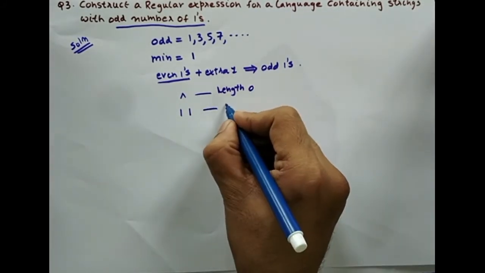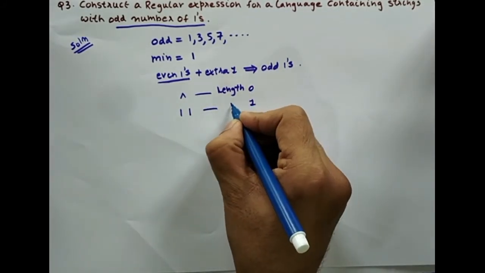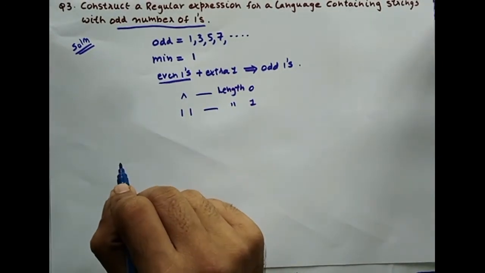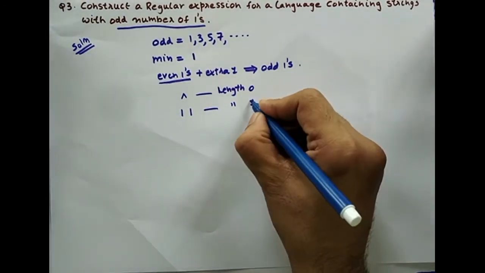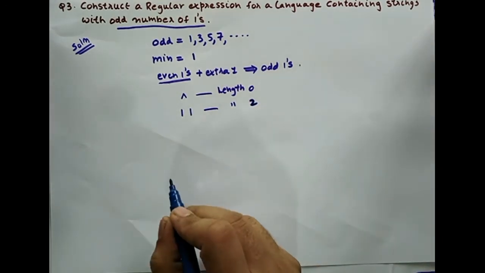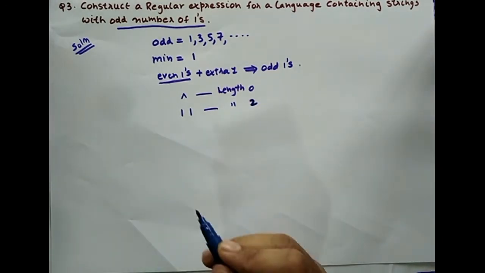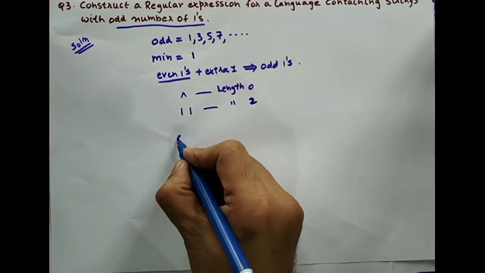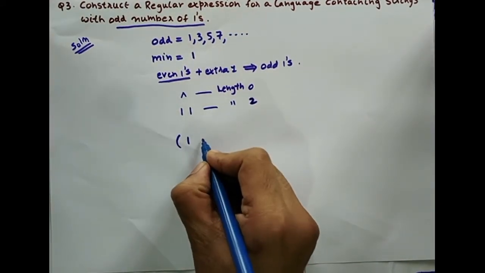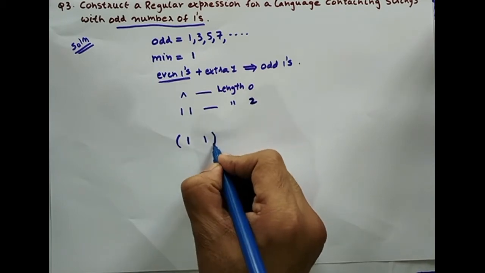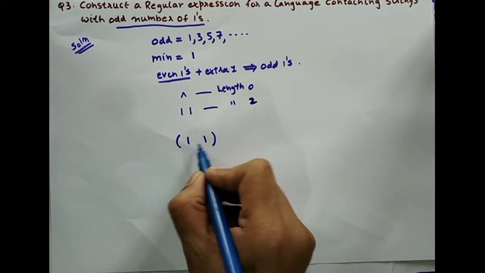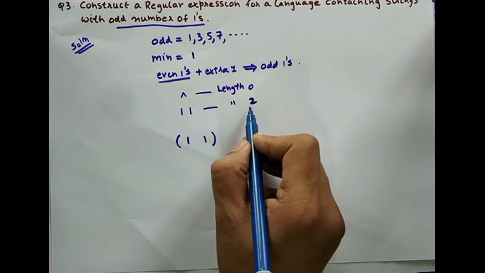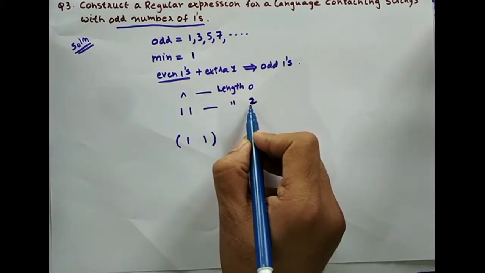This will be the string of length 1. Now in general, how do we get this? This will be the string of length 2. So in general, how do we get the strings of all the even length? So this 2 ones, okay, the number of ones will be 2, length will be 2.